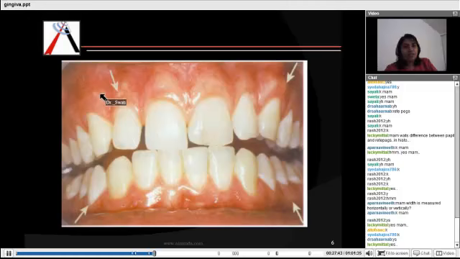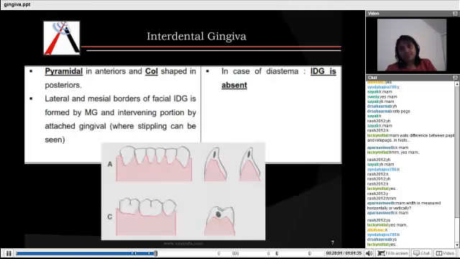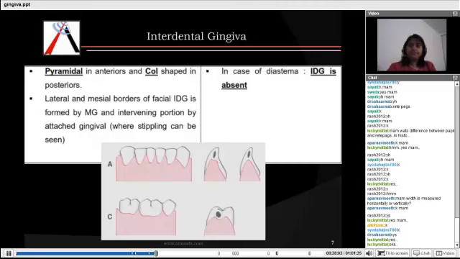Now in this diagram, you actually see the lining mucosa stained over here, and this is the lighter stained attached gingiva. Because the lining mucosa has glycogen that gets stained by the Schiller's iodine, that's what helps us demarcate the mucogingival junction. Okay, done guys?